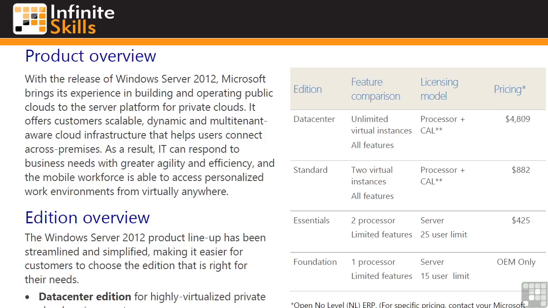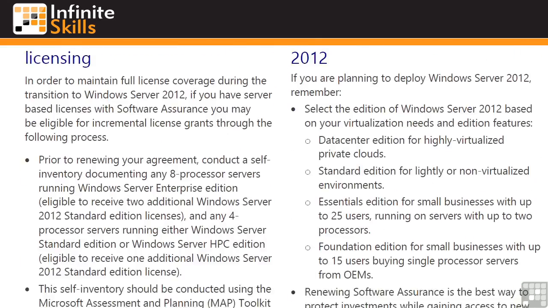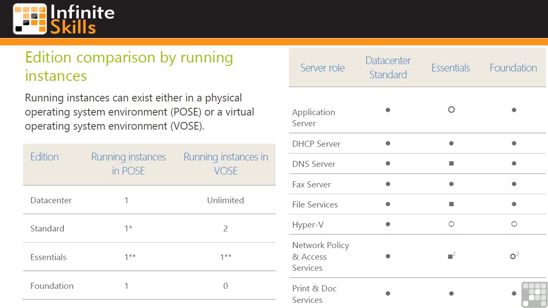Essentials is limited to only 25 users, and Foundation is limited to 15 users and is only available through OEMs, original equipment manufacturers, as part of a purchased server appliance. A big change from Windows Server 2008 R2 is that Windows Server Standard and Windows Server Data Center are now identical in terms of features. As I scroll down to the actual capabilities, you'll notice that Data Center and Standard are shown together. They are functionally identical. They have all the same roles and all the same features. They have exactly the same scalability capabilities as well.